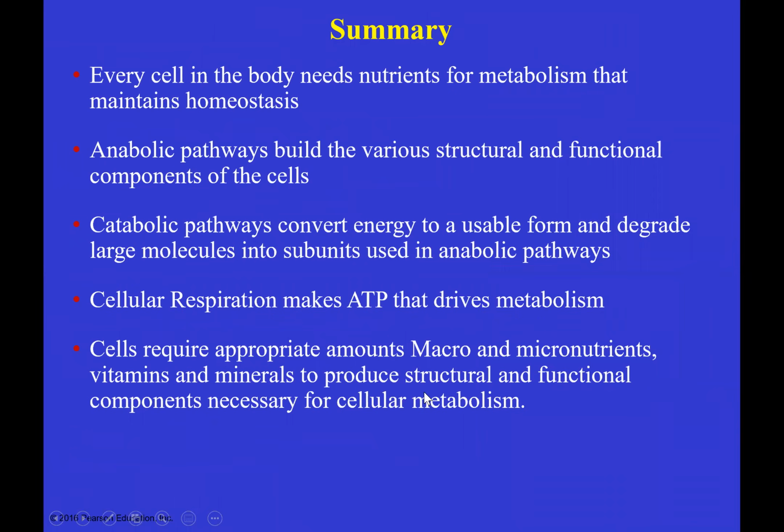So what have we learned? We learned how metabolism is important for homeostasis. We studied the anabolic pathways where we are making materials we need, and catabolic pathways where we are breaking down the food that we ate to make ATP. And we saw the different steps that run cellular respiration. We studied the basics of micronutrients, vitamins, and minerals.